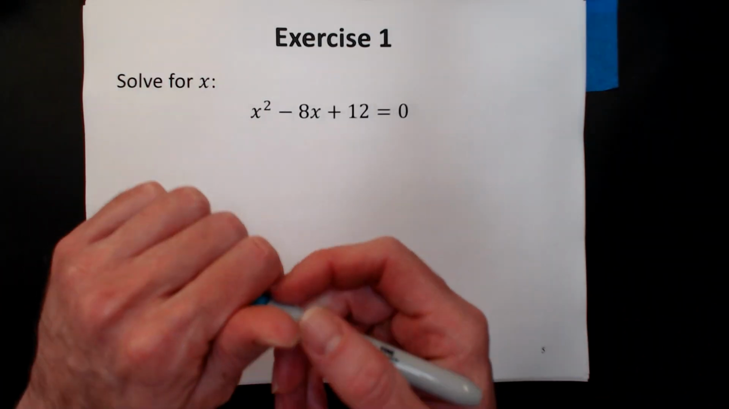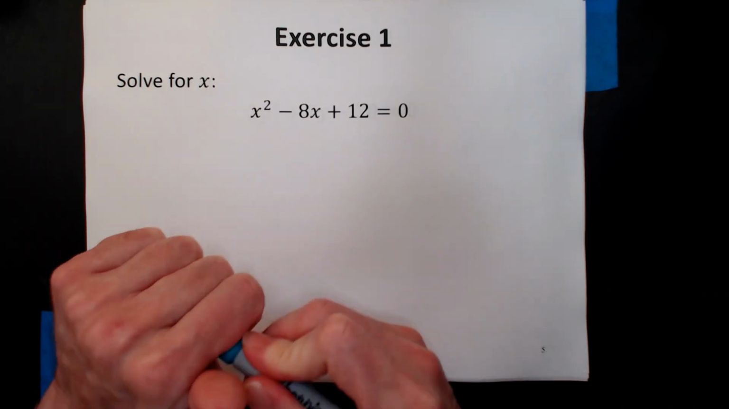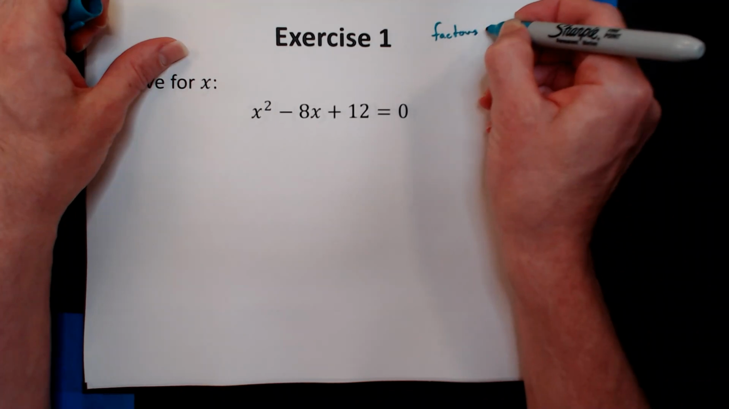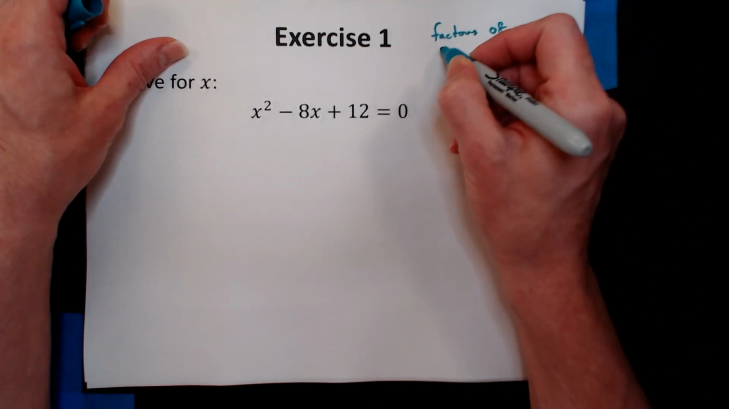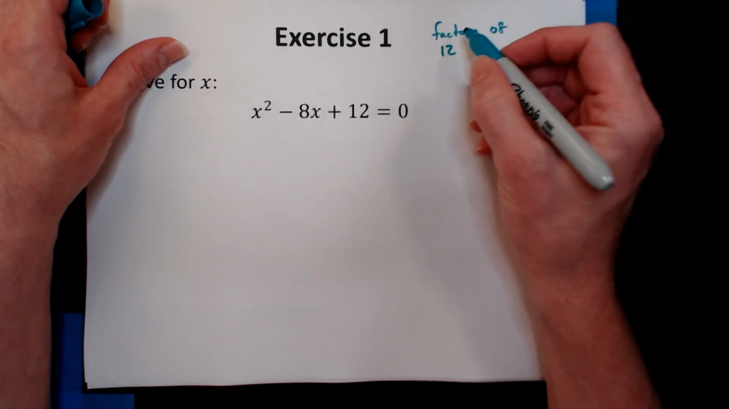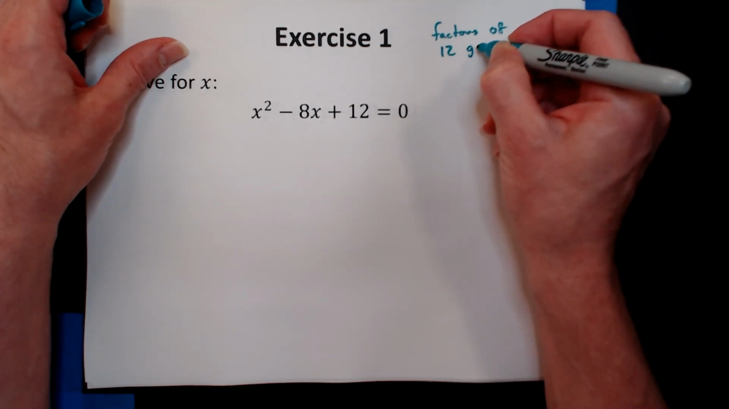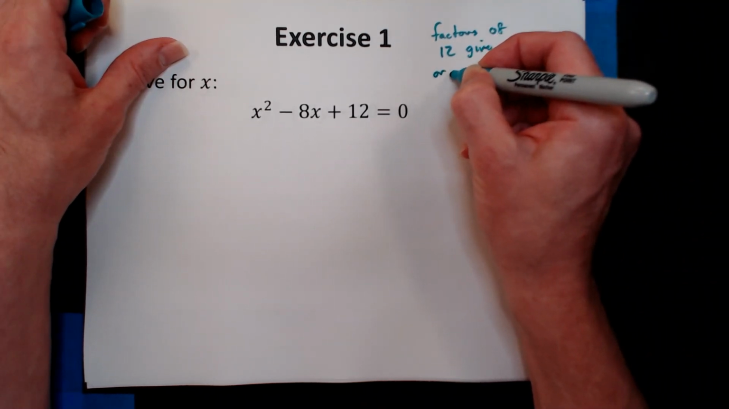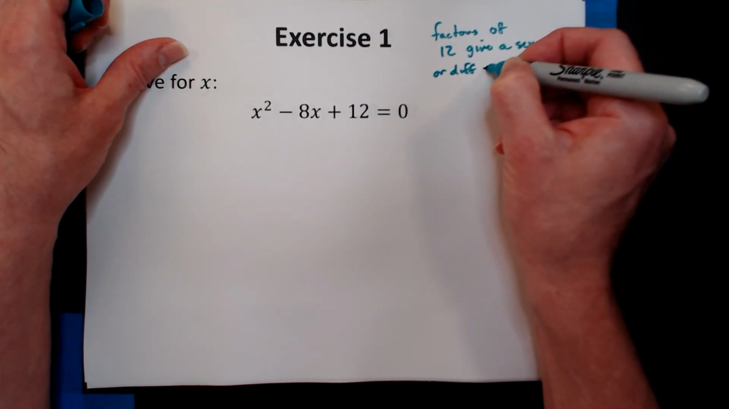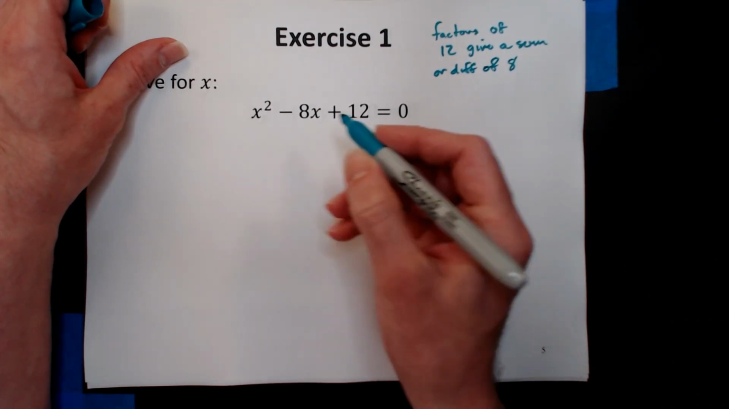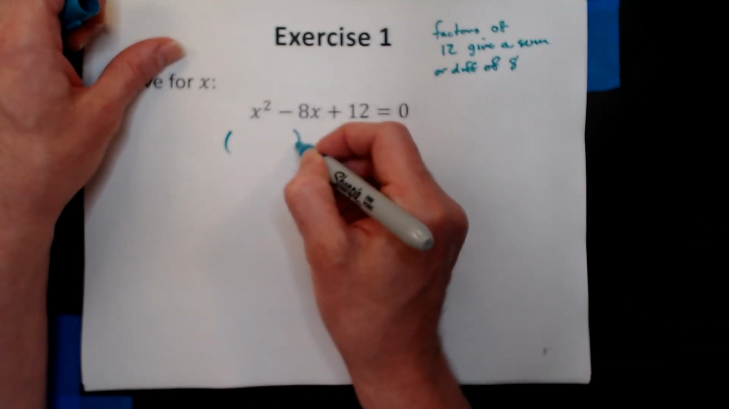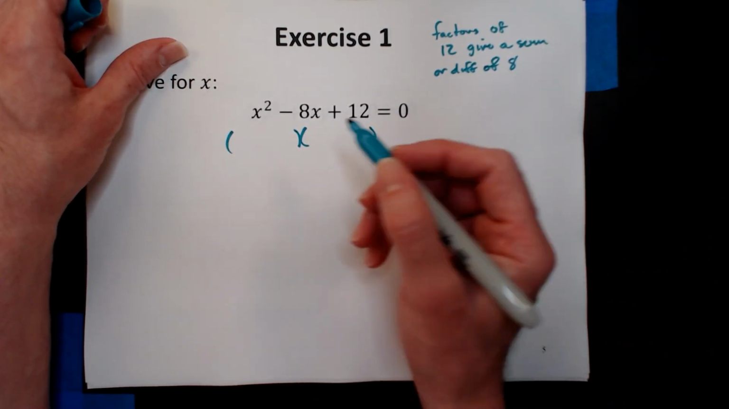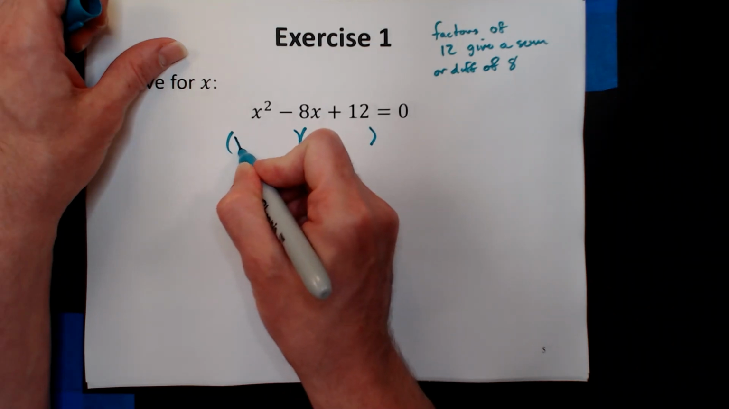So here we have a basic equation to factor. What we need to do is find factors of 12 that will give a sum or difference of 8. So looking at this, we set up our parentheses. Once again, I expect you have some exposure to this. If you have no idea what I'm talking about, I can make other videos going over that in detail.